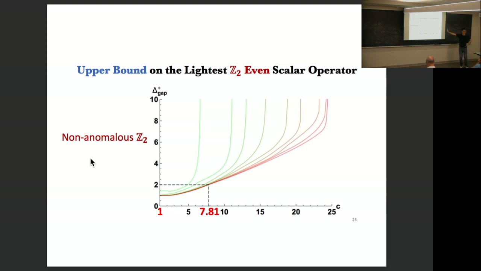Here we did the Z2 version. So for the non-anomalous Z2 symmetry, you can see that this delta plus is the bound on the Z2 even scalar operator. And this is 2. So for a scalar operator to be a relevant deformation, its scaling dimension has to be smaller than 2. So if you draw the 2 here, you see that when the central charge is between 1 and 7.81, all 2D CFTs with a non-anomalous Z2 have to have some Z2 even relevant deformation. So there's no Z2 symmetry protected gapless phase for non-anomalous Z2 without fine tuning in that range of the central charge.